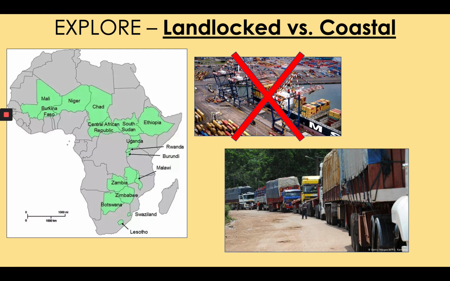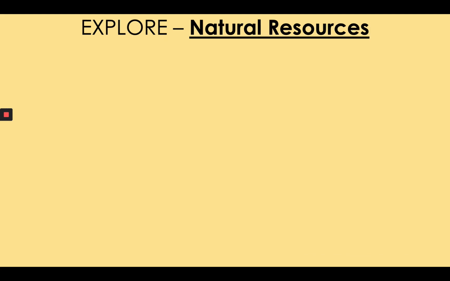Second, geographical cause of the development gap are access to natural resources. Natural resources are natural materials that have a value to people. So for example, gold or diamonds or oil or fish or anything under the ground that might have a value. For example, copper. Some countries have more natural resources than others, and that leads to a development gap.